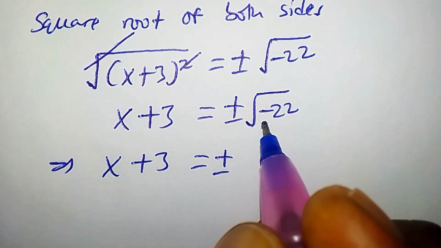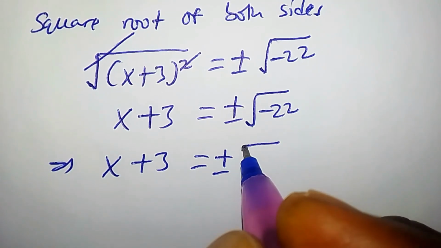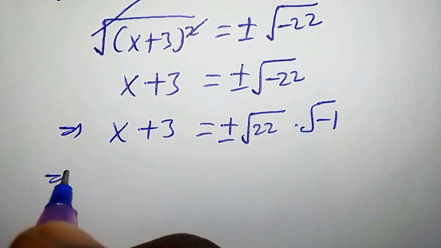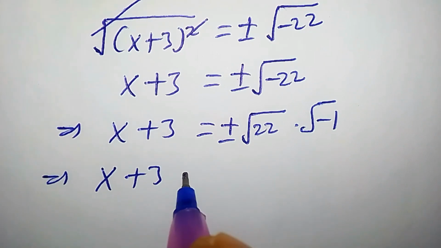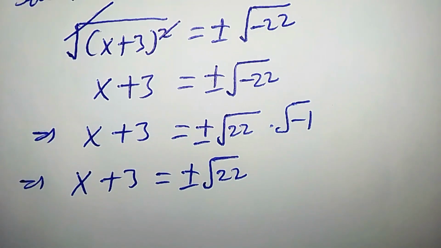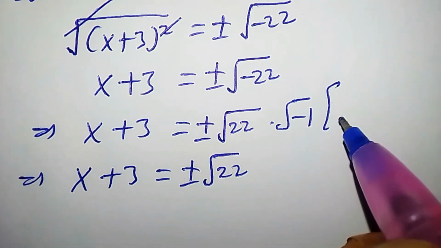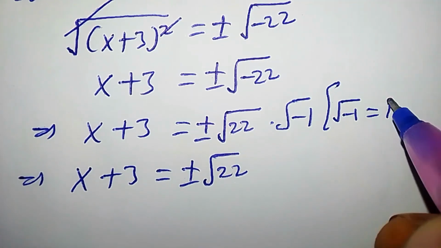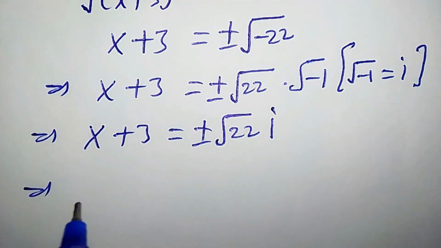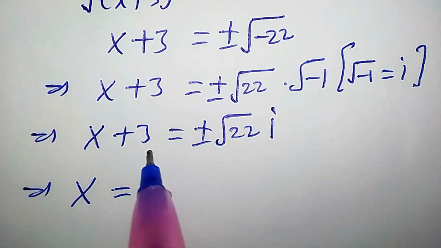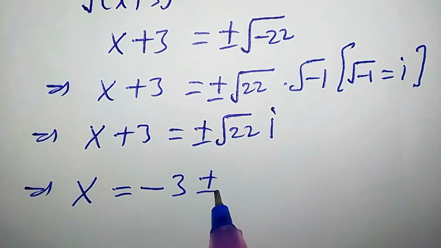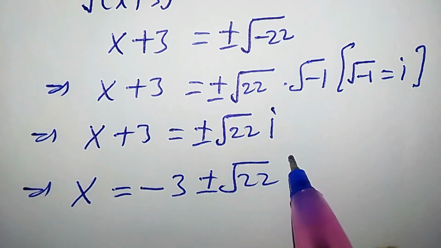Let's proceed further. I can rewrite the square root of -22 as the square root of 22 times the square root of negative 1. This implies that x + 3 is equal to plus or minus the square root of 22. But don't forget, from the complex numbers, the square root of -1 is equal to i. So that means we have i here. This implies that x is equal to, moving this to the right hand side, -3 plus or minus the square root of 22 i.